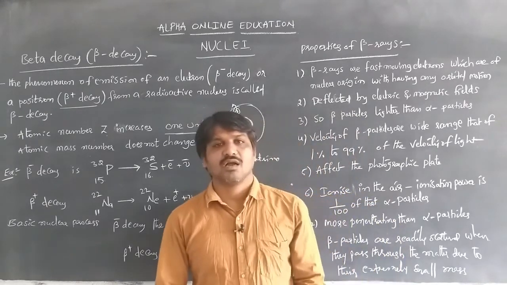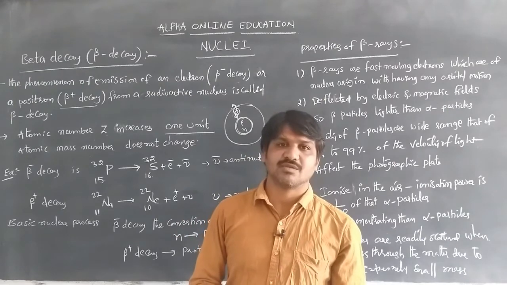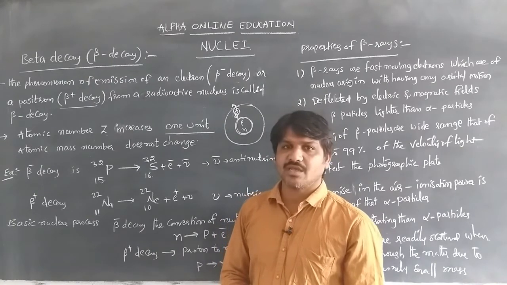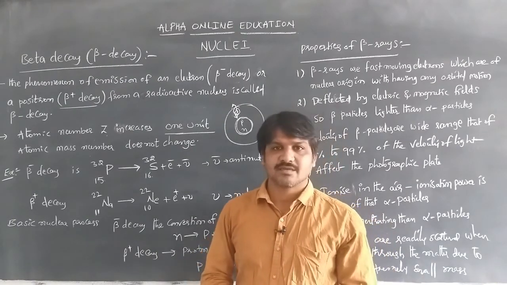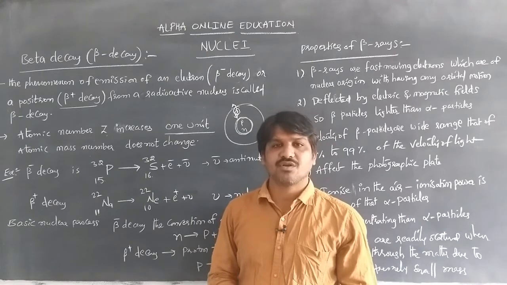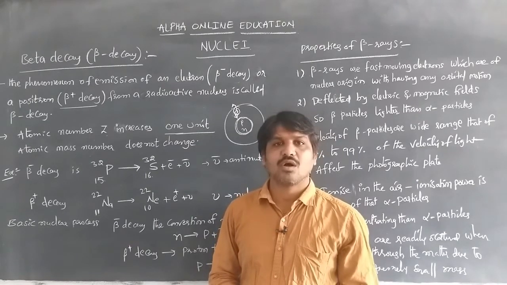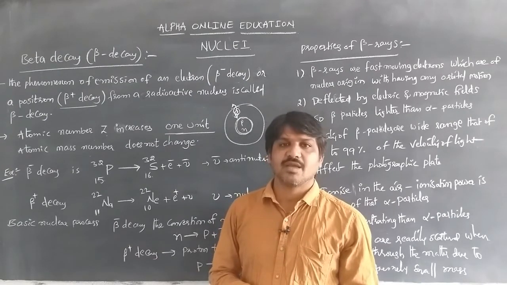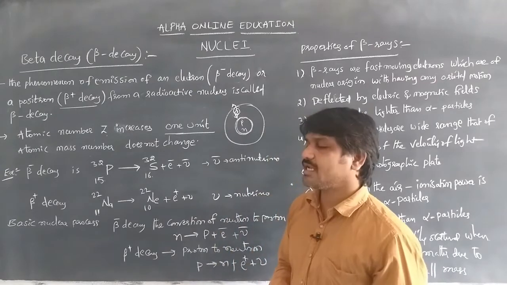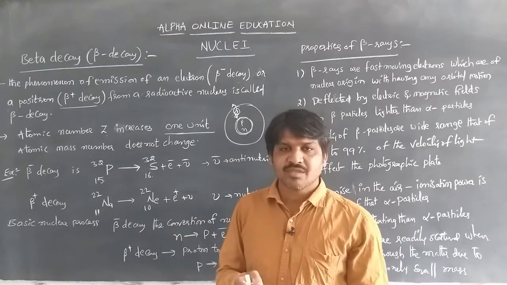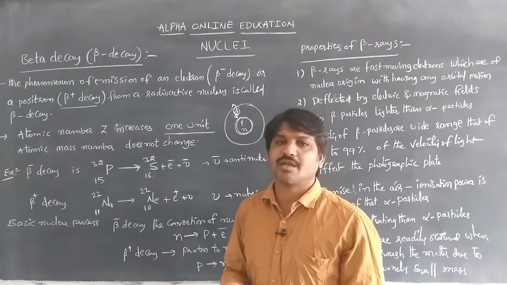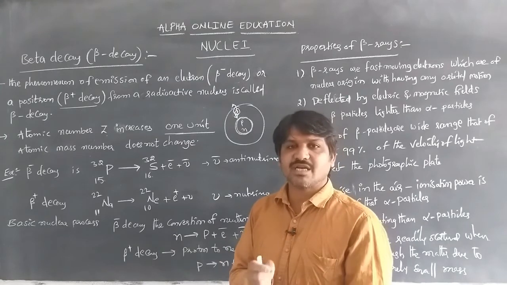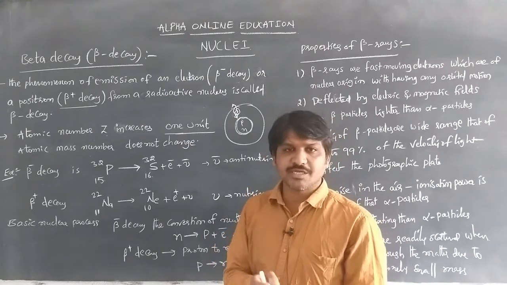case the atomic number decreases by 2 units and the atomic mass number decreases by 4 units in alpha decay. Next, after alpha decay, if nuclei disintegrate and the phenomenon of emission of an electron or a positron occurs, then that is considered beta decay. In beta decay, when the nuclei disintegrate, the negatively charged particle, an electron, or a positron can be emitted. So here the atomic number increases by 1 unit.